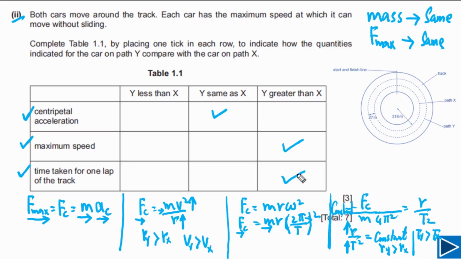So we can simply tick here. And this question has 3 marks. This has 1 mark. This is B1, which means you have to tick here. And this one also has 1 B mark. You must tick in this circle. And the last one is also B1 mark. So if you tick in this rectangle, you will get this mark. That's all for this question. I hope it is clear to you. Simply you need to understand how to rearrange the centripetal force equation to answer these questions.